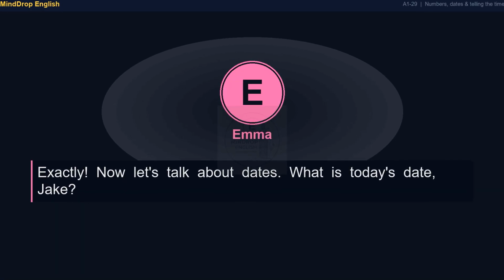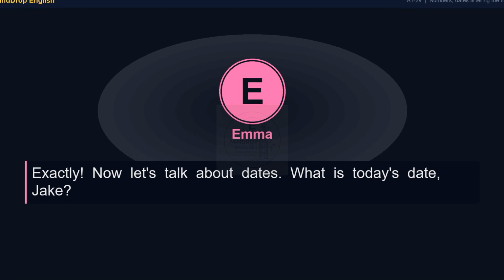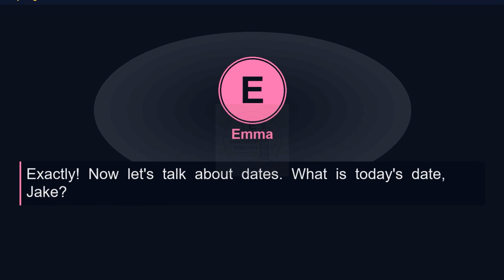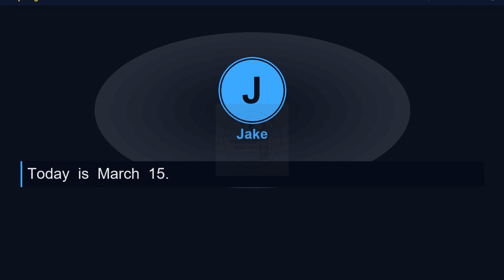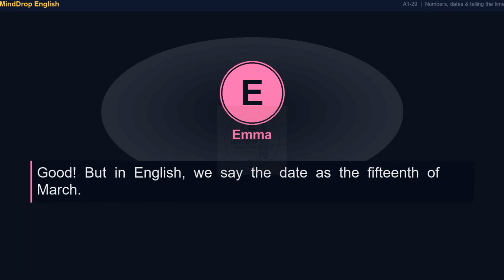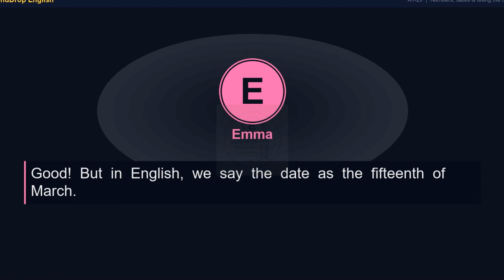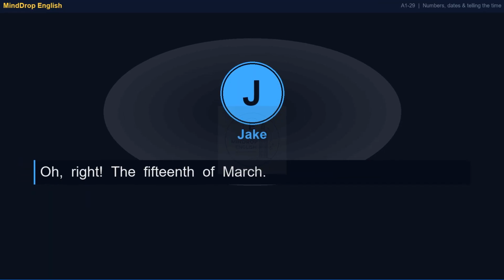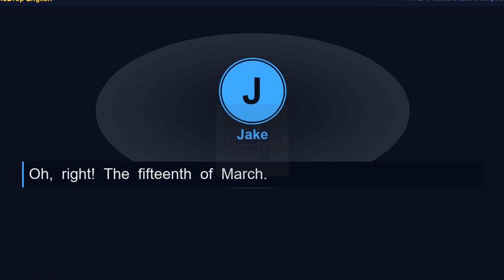Exactly. Now let's talk about dates. What is today's date, Jake? Today is March 15th. Good. But in English, we say the date as the 15th of March. Oh, right. The 15th of March.